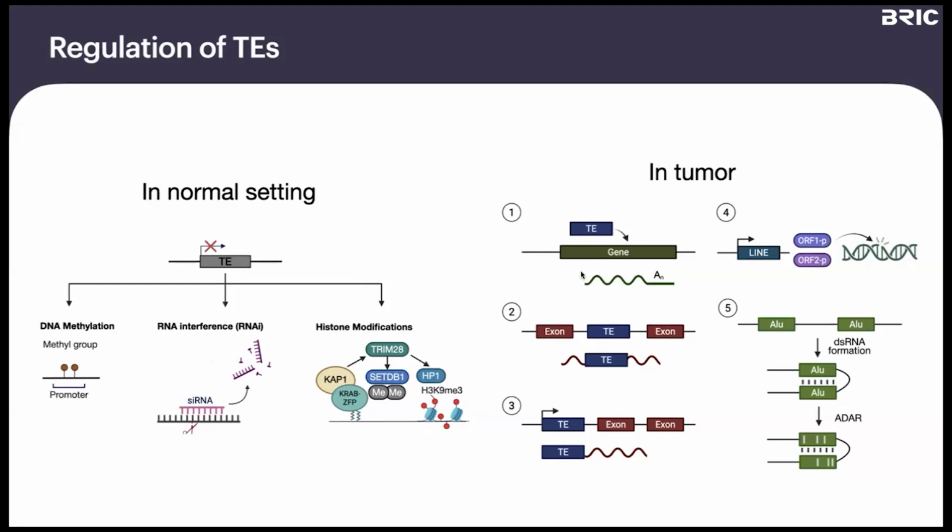Sometimes after reactivation, TEs will produce TE-containing mRNA like this. Sometimes even LINE elements can code for a protein, and this will lead to double-strand DNA breakage. Or another kind of TE, Alu, which is one kind of SINE element, can form double-strand RNA, and this will lead to A-to-I RNA editing as well.